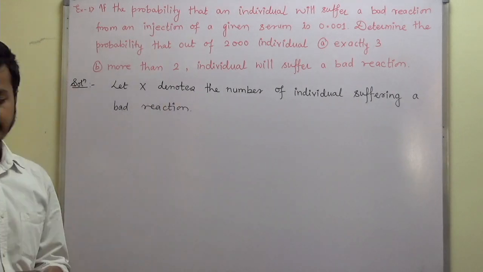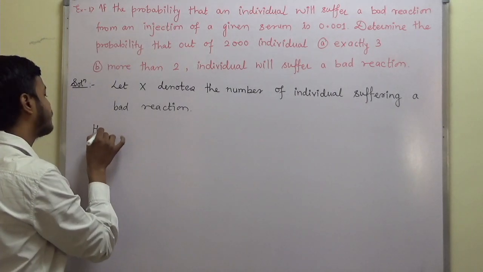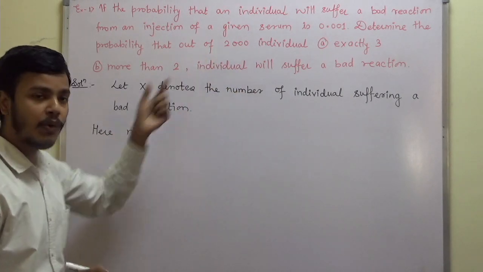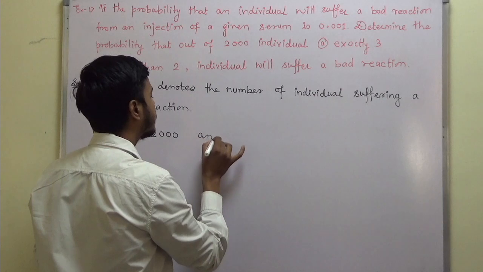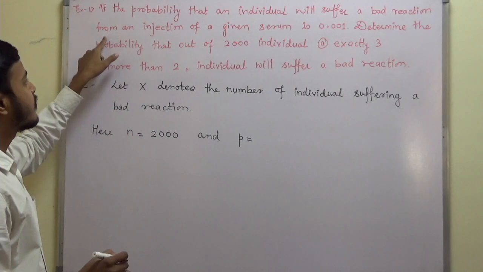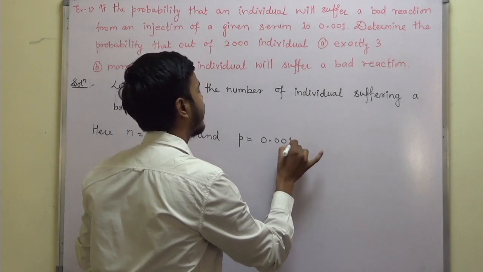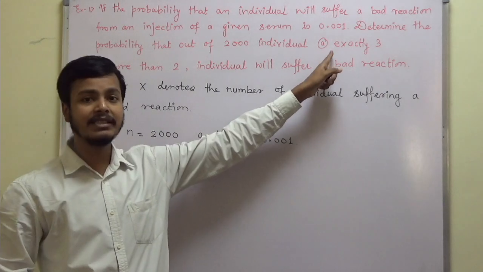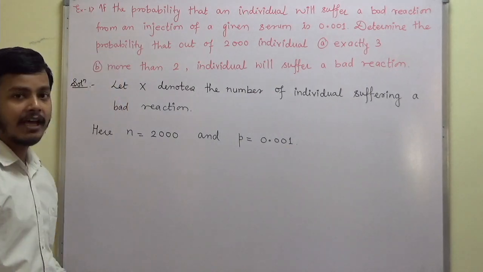Okay, so I have defined the discrete random variable to be x. So what is n here? How many individuals are there? 2000. So my n is 2000. And what is p? The probability that an individual suffers from a bad reaction is this, that is my p, 0.001. Now what we have to find out? We have to find out exactly 3 individuals suffering from a bad reaction. Okay, that is the probability we have to find out.